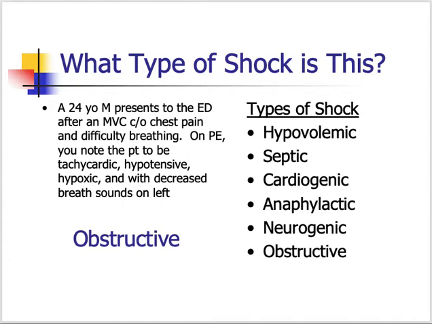You can see a 24-year-old male presents to the ED after a motor vehicle collision, complaining of chest pain and difficulty breathing. On physical examination, the patient is tachycardic, hypotensive, hypoxic, with decreased breath sounds on the left. Basically, this is the scenario of tension pneumothorax, or it could be pericardial tamponade.